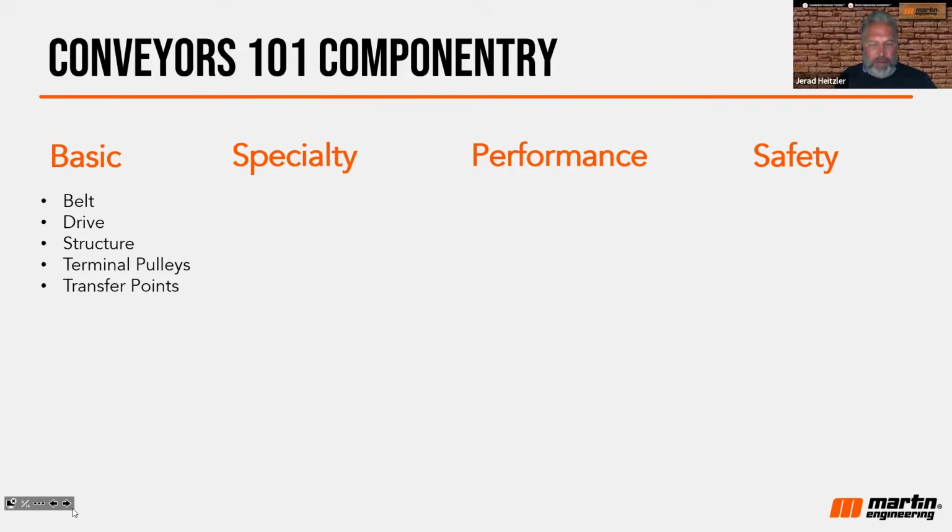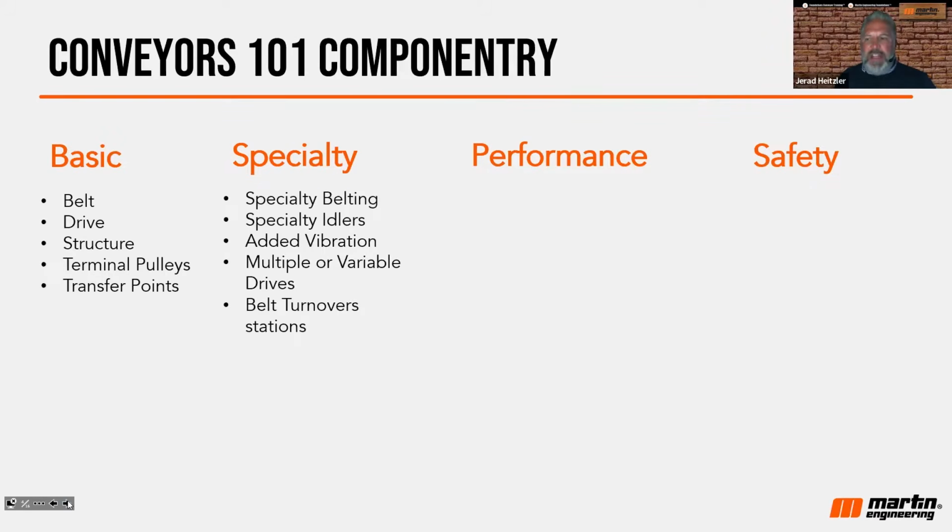And also transfer points. Now, transfer points is any time material goes from one conveyor to the other, or anytime material goes from a vessel to a belt, or vice versa, from a belt to a vessel. We consider those transfer points. That's when a material leaves one piece of process equipment to another piece of process equipment.